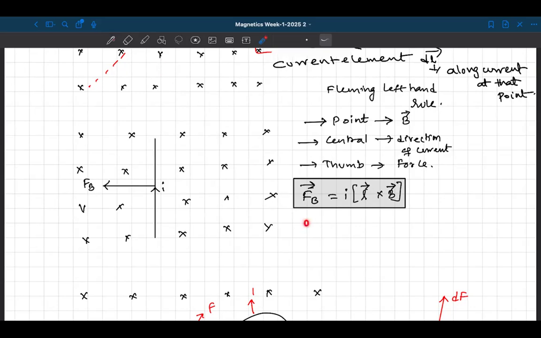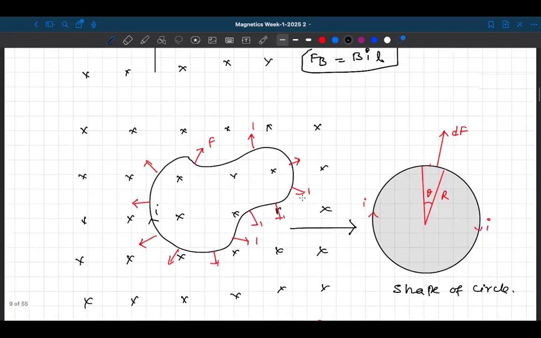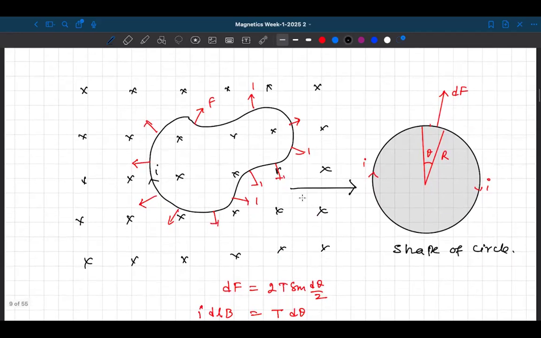Simply, you can write this as FB is B I L. Now, I have an arrangement like this. It's a non-uniform field. And you place this loop in this field. Now current is flowing. You can see every element here will experience a magnetic force perpendicular to it, perpendicular to this, perpendicular to this, likewise.